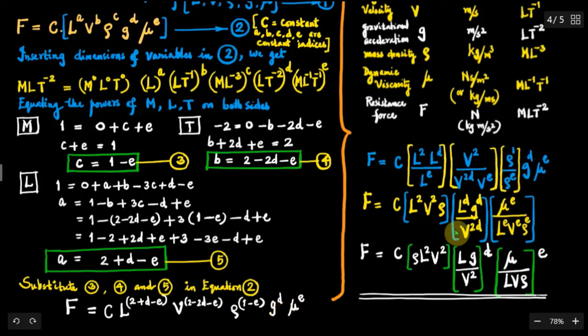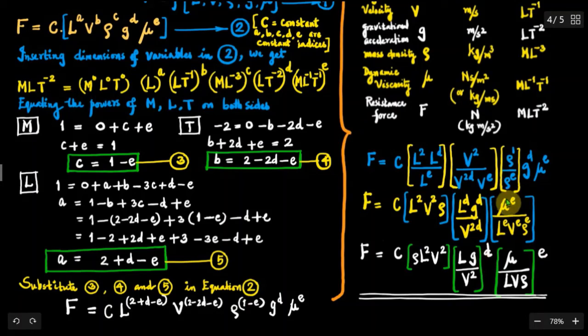Then we can group now with indices, separate the numerical part and the variables with numerical parts as indices and the letters d and e. So with proper grouping, what you can obtain is F is equal to C into L squared, v squared and rho, separated out, then into the other group of variables with index d, that is L raised to d, then g raised to d divided by v raised to 2d. So what you can write is Lg by v squared whole raised to d.